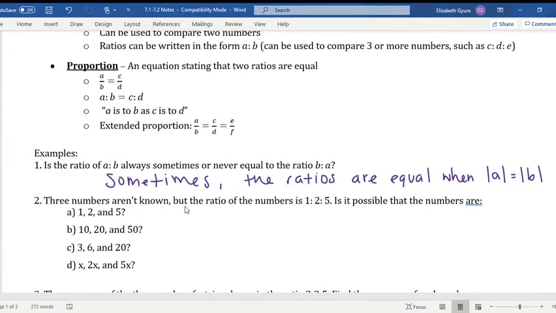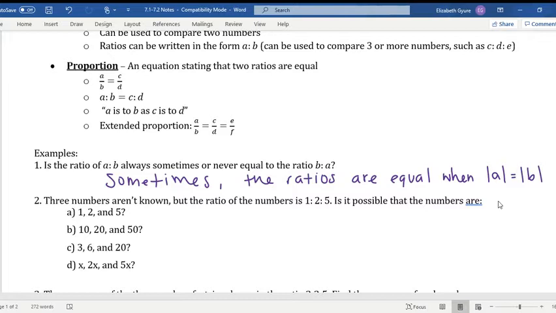Three numbers aren't known, but the ratio of the numbers is 1 to 2 to 5. Is it possible that the numbers are, and then I've given us some examples. So we do not know what the actual numbers are, but if we did a comparison of them and possibly had to reduce it down, right? Because you always want to do a ratio in simplest form. Could these possibly be the numbers?